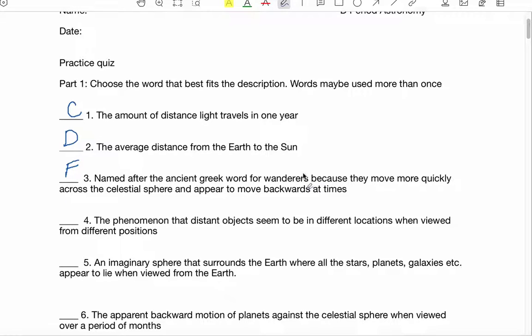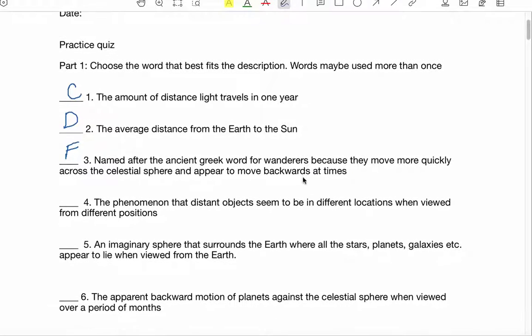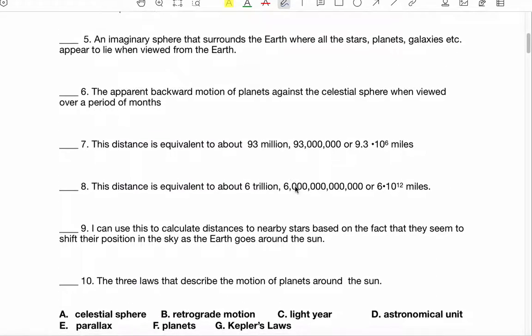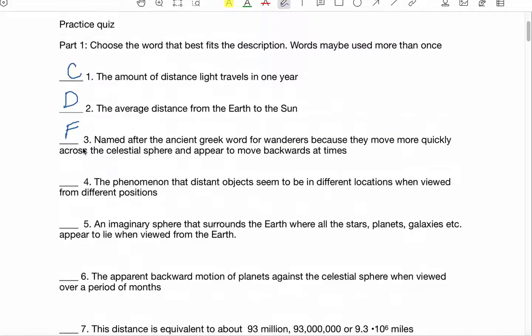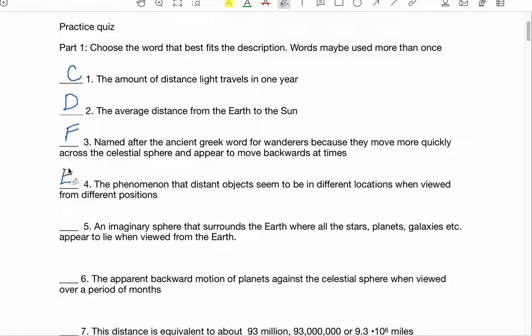The phenomenon that distant objects seem to be in different locations when viewed from different positions. This is that phenomenon called parallax that we discussed. There was a video on Friday that we watched that summarized that before we continued with the Behind the Curve documentary.